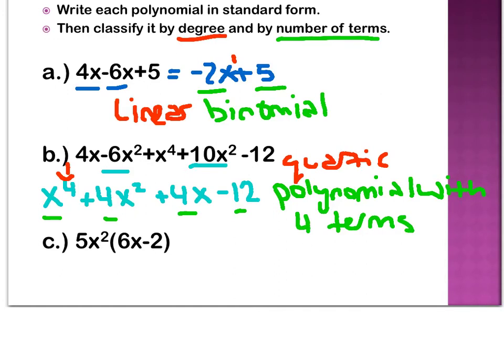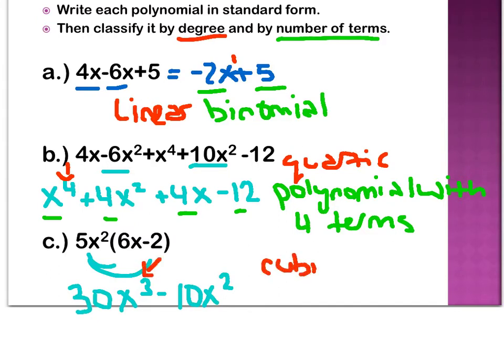Now this last one, I need to combine like terms, or I'm sorry, distribute first. So this is 30x cubed minus 10x squared. It's already in standard form for me. Highest degree is 3, so that's cubic. And then there are 2 terms, so it's a cubic binomial.